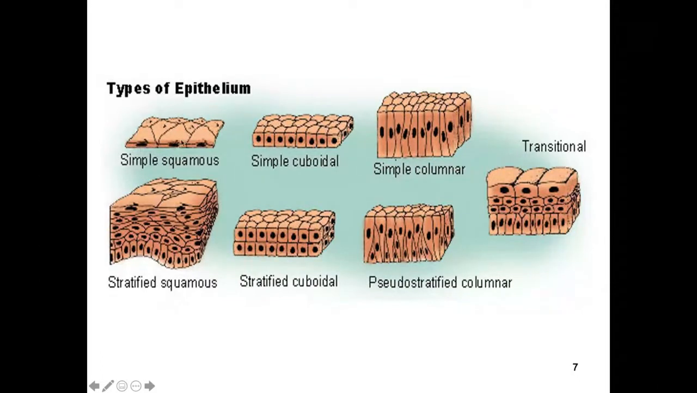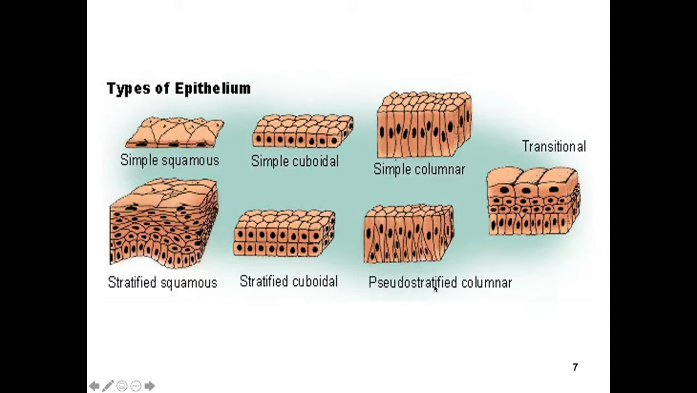So here's another look at it. We see that we have one cell layer, these flat, irregular shaped cells, simple squamous. These boxes, simple cuboidal. These tall columns, simple columnar. When we see more than one layer of these flat, irregular cells towards the apical surface, then it's stratified squamous. When we see multiple layers of the squares, stratified cuboidal.